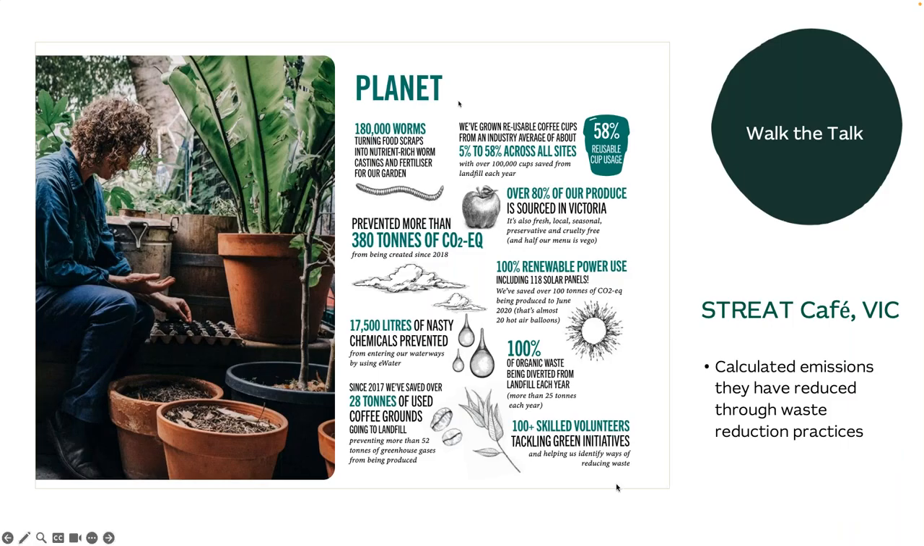This is an example from Street Cafe, which is a Melbourne-based cafe as well, where they've calculated the emissions they have reduced through their waste reduction practices. They've gone, we're decarbonizing by how we're tackling waste as well. And they've communicated that in a really great visual way. So calculating and reducing your emissions and then communicating what you're doing can come across all sectors, energy, waste, and all areas like that too.